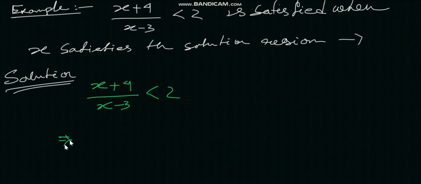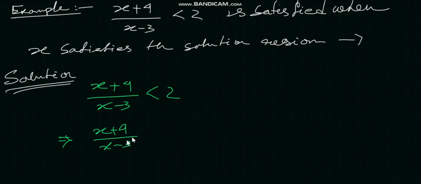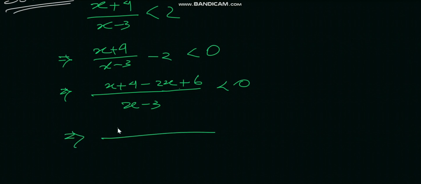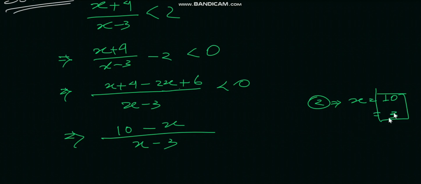To have that 0, it will be x plus 4 by x minus 3 minus 2 less or equal to 0. And then let's have the LCM here. x minus 3, x plus 4 minus 2x plus 6 less than 0. So we'll be having from here 10 minus x by x minus 3. In the second step we need to have the critical points, that is x will be 10 and the other one will be 3. So these critical points need to be plotted in the number system.